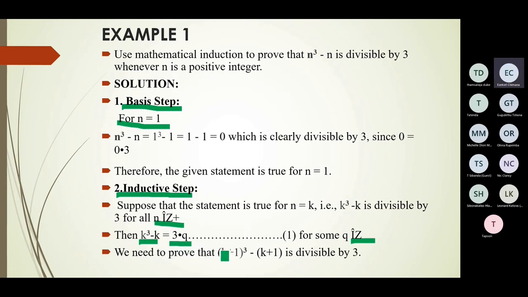So we need to prove that p of k plus 1 is also true. Once p of k is true, p of k plus 1 must also be true. This q is just an arbitrary integer that we have put here, and we know that any number multiplied by 3 can also be divided by 3. That's the logic here. So if we put k plus 1 for n here, we get k plus 1 to the power 3 minus k plus 1 is divisible by 3. So we need to prove that.